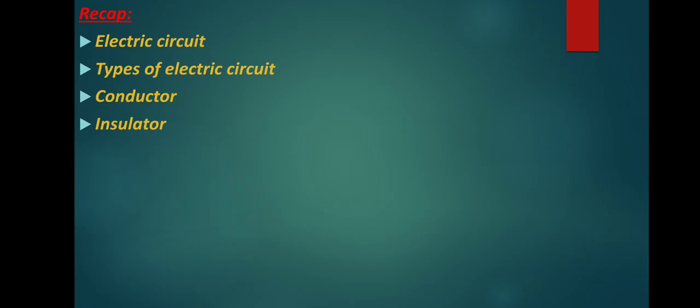Next one, types of electric circuit. There are two types of electric circuit. The first one, series, and second one, parallel circuit. First one, series circuit. In a series circuit, there is only one path for electron flow.